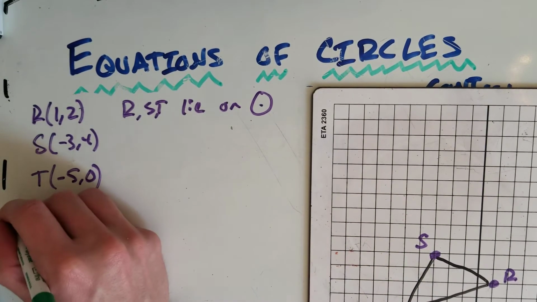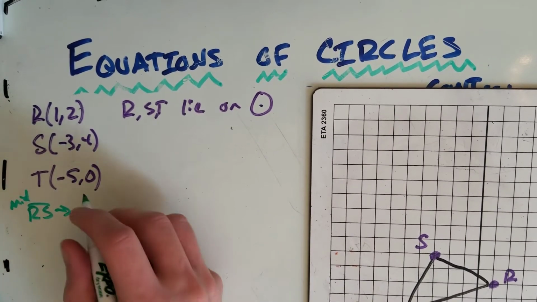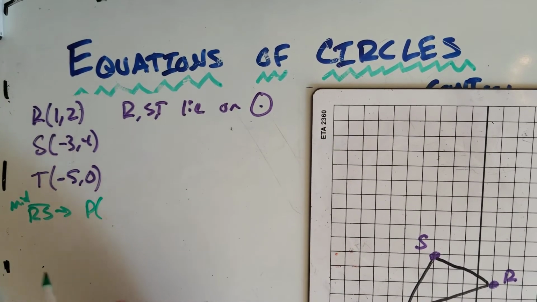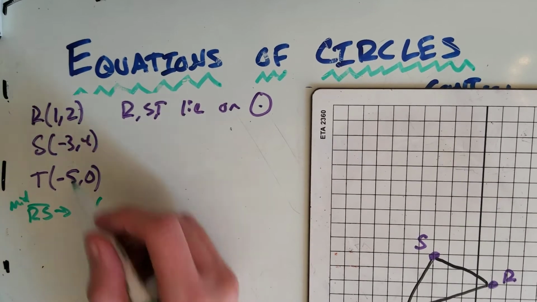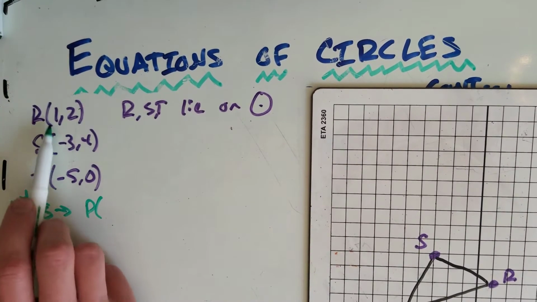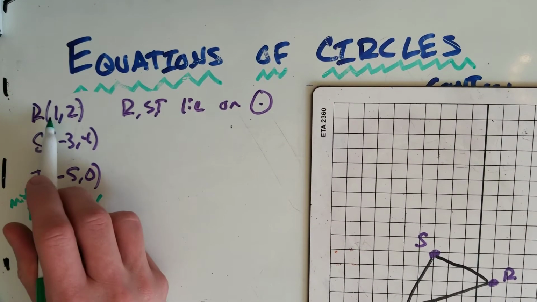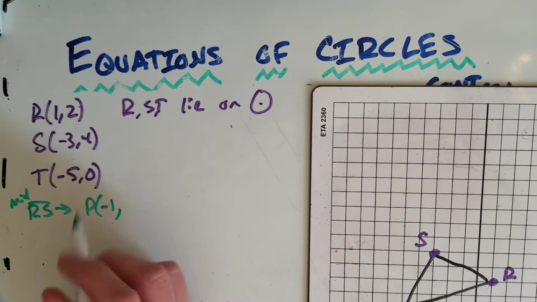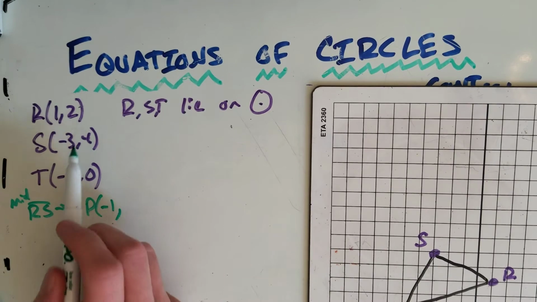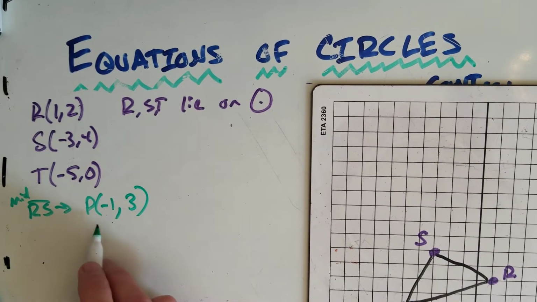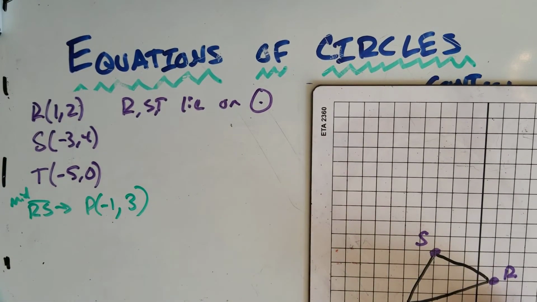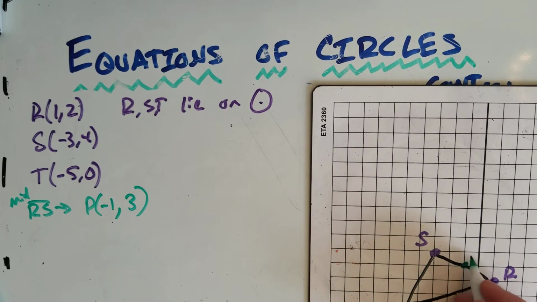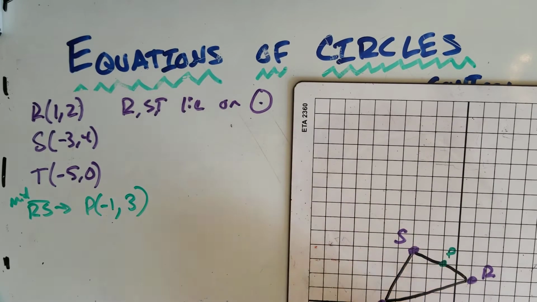In order to find the perpendicular bisector of RS, we're going to need to find the midpoint of RS. We'll call it point P. In order to find the midpoint, you're going to take the x-coordinates, add them and take half. You add the 2 x-coordinates, you get negative 2, take half, you get negative 1. And your y-coordinates, you add and take half. So P is negative 1, 3. That is the midpoint of RS.